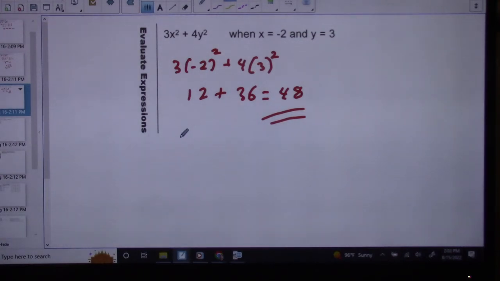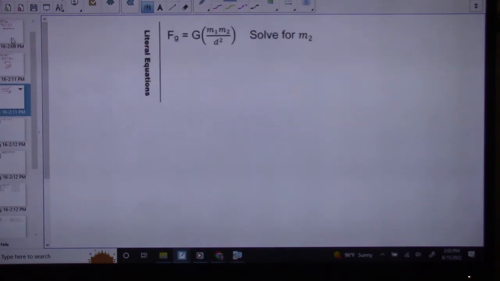One thing you got to be careful about is having to parenthesize your negative numbers. So if you made a mistake in there, there's a chance you might not have parenthesized your negative numbers. Okay. So this one here, if you solve for M2, you got to cross multiply the D2, and then you cross divide the M1.